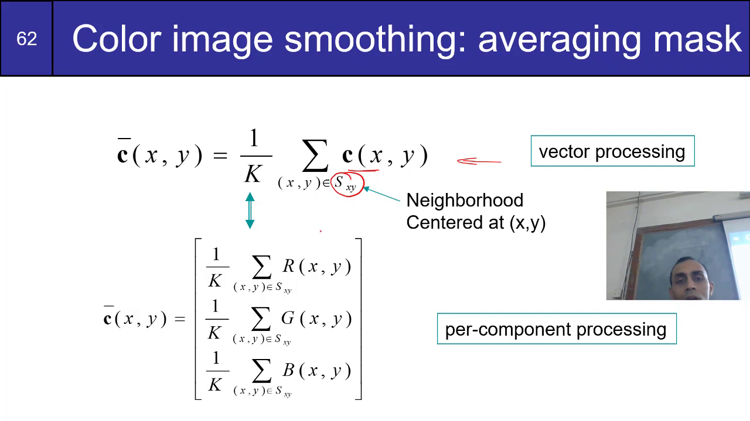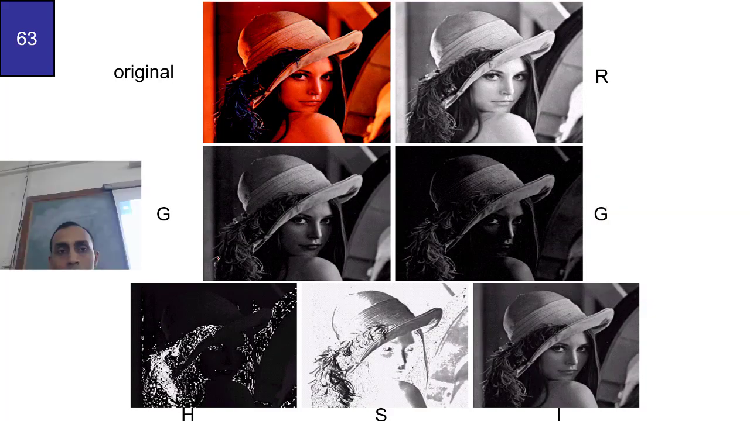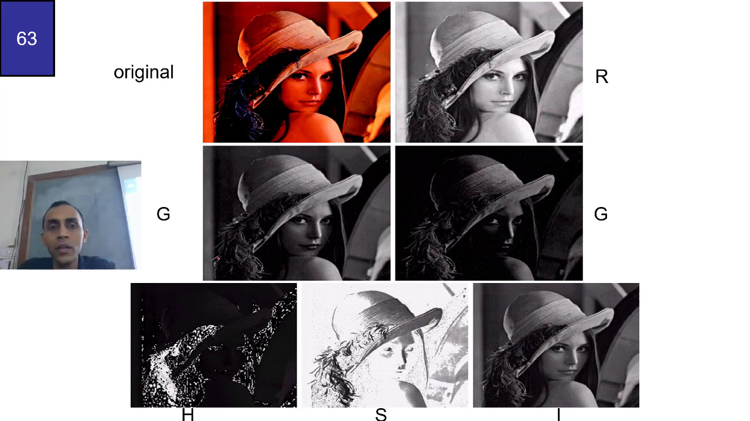But because of the property of this averaging operation, it's the same as if you take each component separately and then do the averaging. Both are equivalent. Both will give the same output color vector, whether you do per component processing or you take the vector and do an averaging on the vector itself. An example of doing smoothing on this image will be shown in the next slide.